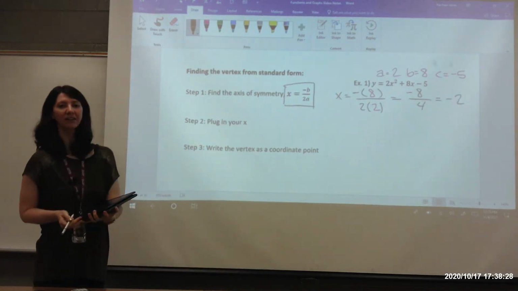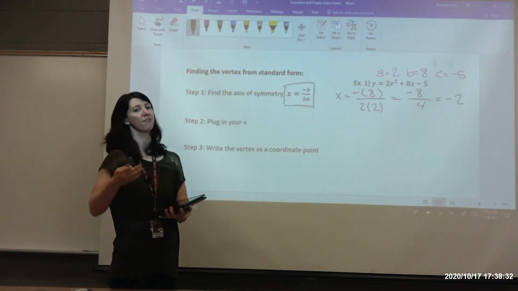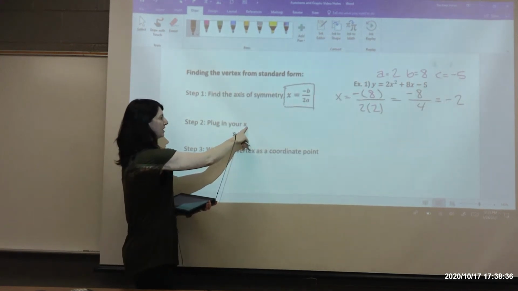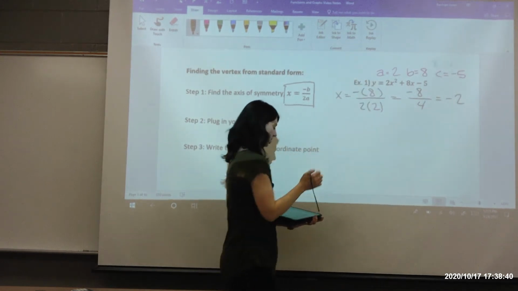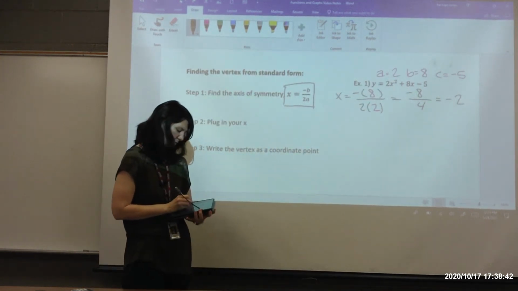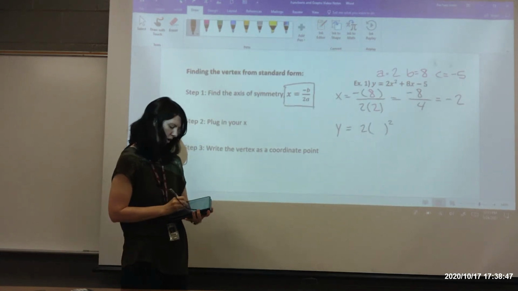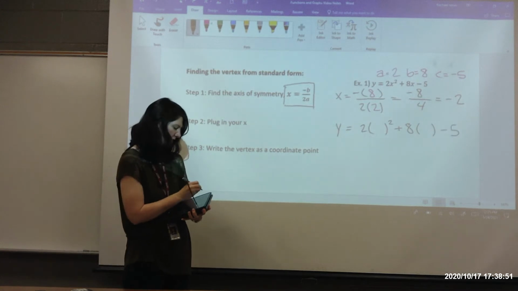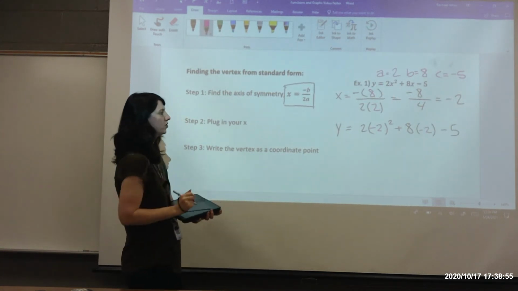So we have our axis of symmetry, x equals negative 2. That's also the x value of the vertex. And if I have an x and want to find a y, you just plug your x in. Once I know what x is, I just got to plug it back into my equation. So that's going to be y equals 2, plug in my x squared, plus 8, plug in my x, minus 5. And in this case, my x was negative 2. We just found that from the first step.